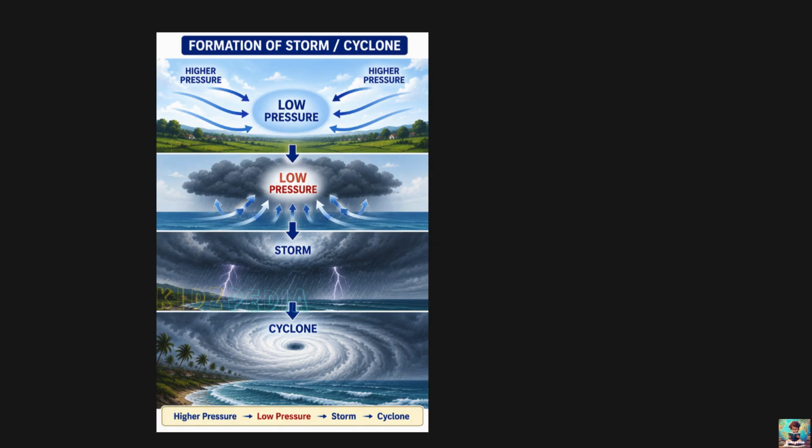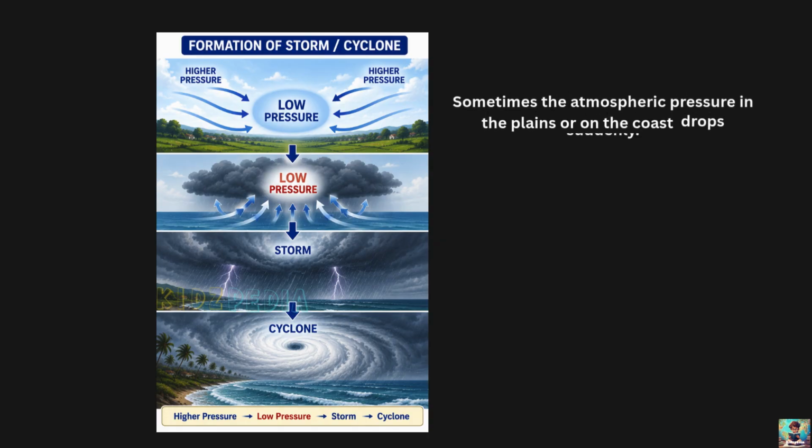Does pressure always remain high near the plains? No. Sometimes the atmospheric pressure drops suddenly. Meteorologists call this a depression or low pressure system. If it becomes stronger, it can develop into a storm or even a cyclone. That's why measuring atmospheric pressure is very important for weather forecasting.